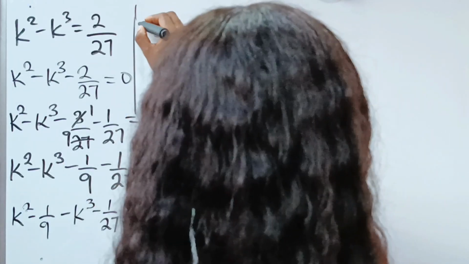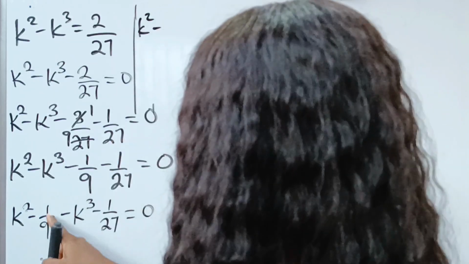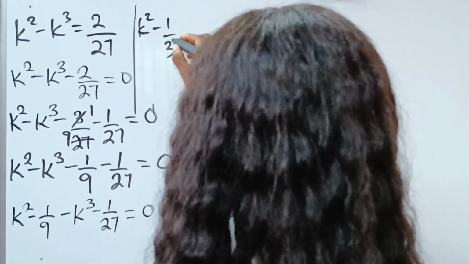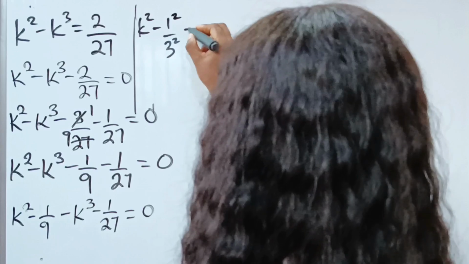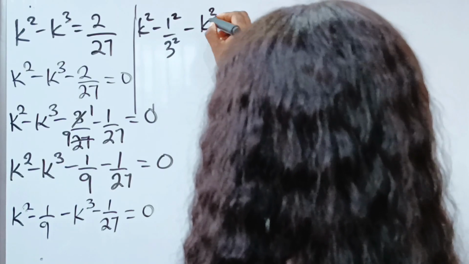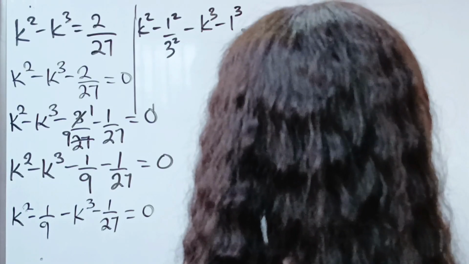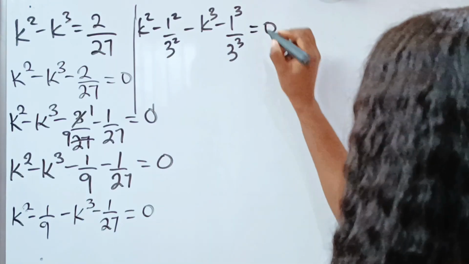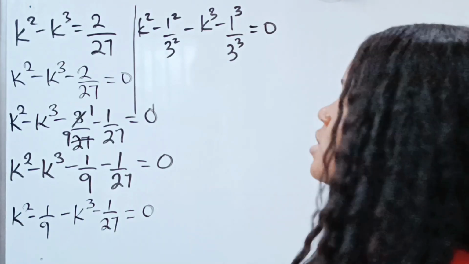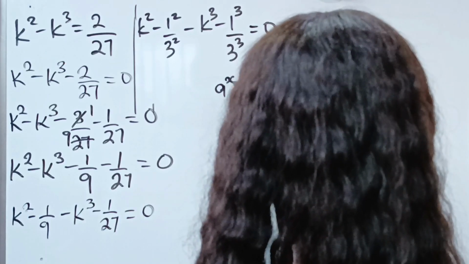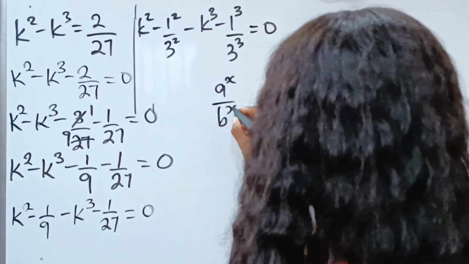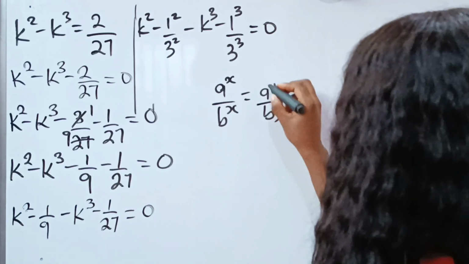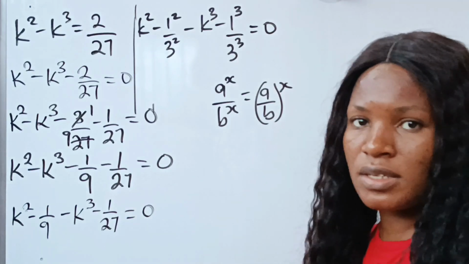Okay, so we can now write k squared minus 1 is same thing as 1 squared, right? And 9 is same thing as 3 squared. Okay, then minus k to the power of 3 minus 1 cubed to the power of 3 cubed, right, is equal to 0. Now I want us to note that a to the power of x divided by b to the power of x, okay, is equal to a divided by b, everything raised to the power of x.